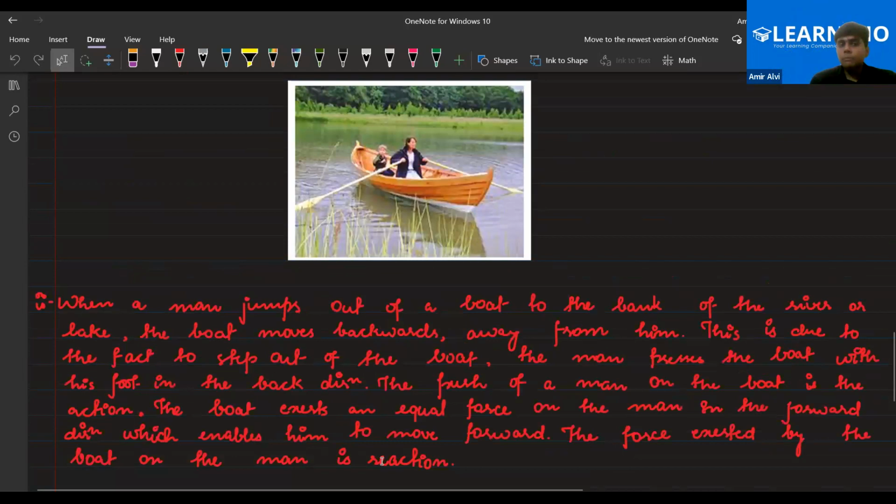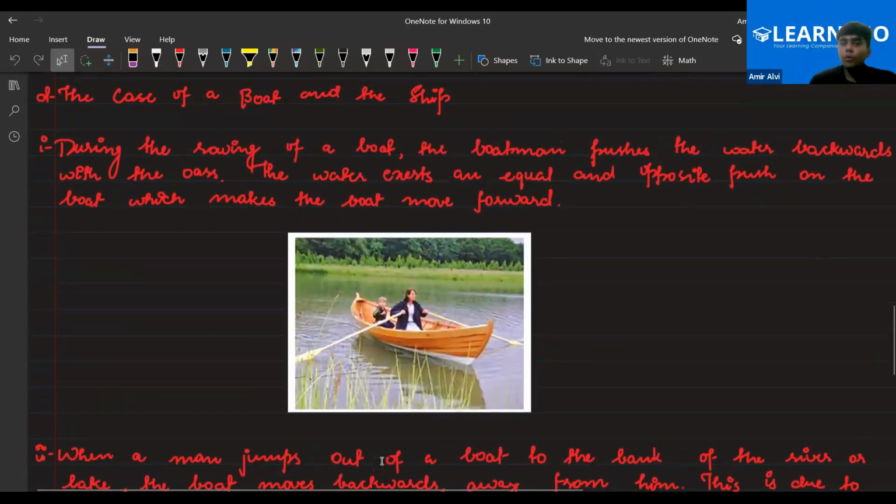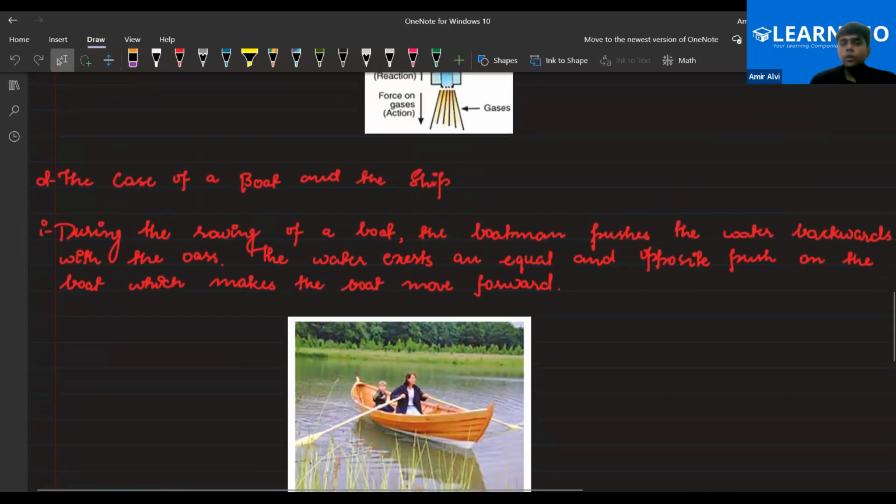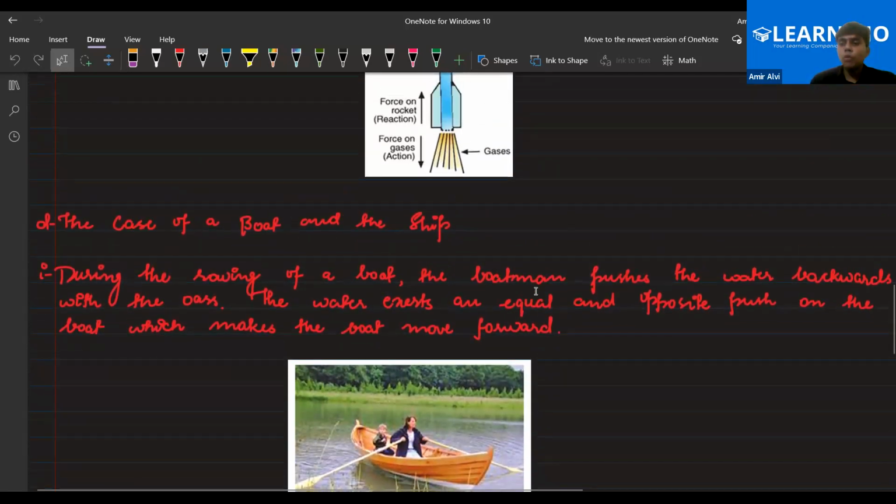The next example is the case of a boat and a ship. When we deboard from a ship, the pushing is not observable, but with a boat it is much more observable. During the rowing of the boat, the boatman pushes the water backwards with the oars. Oars means chappu in Hindi.